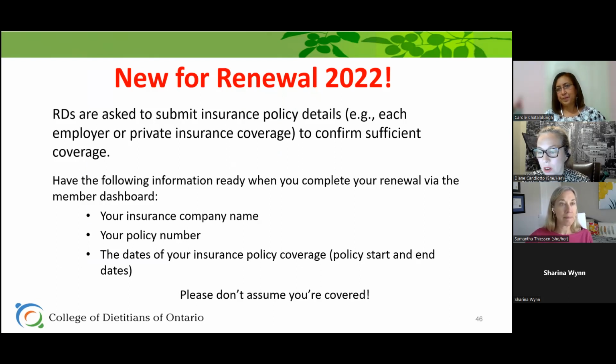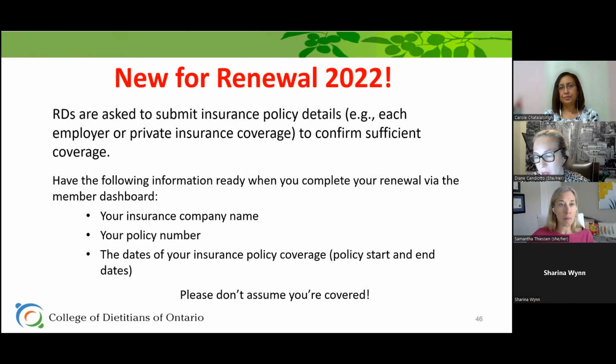As you know, this year, there's a question about submitting your insurance policy details for your employer or private practice. So if you have private insurance coverage, if you're practicing dietetics. What does this mean? It means getting ourselves ready with the information when we're completing our renewal through the dashboard: your insurance company name, your policy number, and the dates of your insurance policy coverage. So the policy start and end dates.